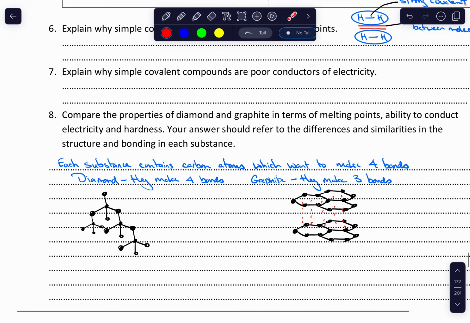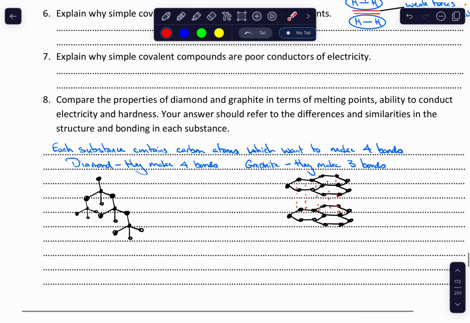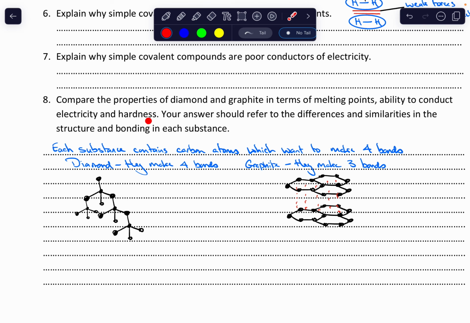And then the final one, give the properties of diamond and graphite. So you've got to do melting point, ability to conduct electricity, and how hard they are. And you should talk about the similarities and differences. My hint for you is remember that each substance contains carbon atoms, and carbon wants to make 4 bonds because of its position in the periodic table.